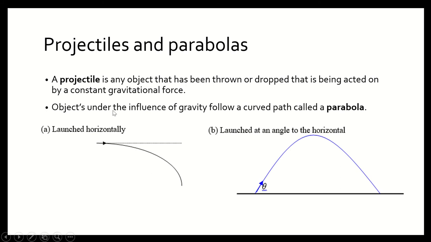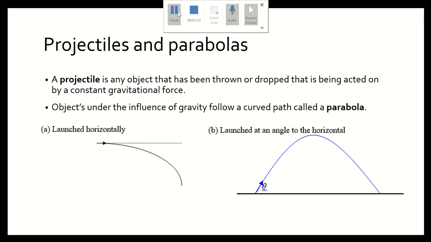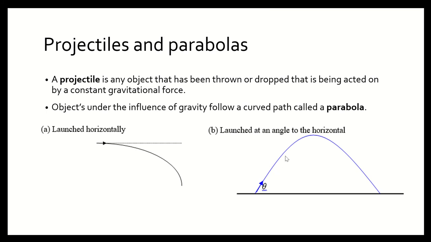Now, objects follow a parabolic path when they are acted upon only by gravity. So a ball being kicked up into the air will be acted upon by gravity. The force due to gravity is acting directly downwards against the object, so it's slowing its path until it reaches its peak, and then as it starts falling back down to Earth, the force due to gravity is accelerating it faster and faster back down to Earth, and it causes this parabolic motion.